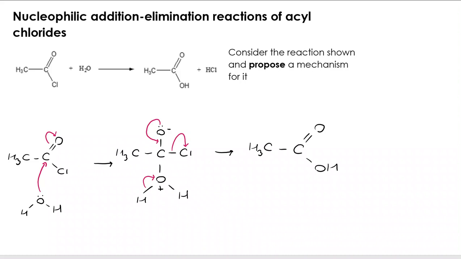But actually, if you also take a look, we're going to have a secondary product as well. We're going to have HCl. Let's have a look at why and where that has come from, just so we can be really clear. Well, the H is what we have lost here.